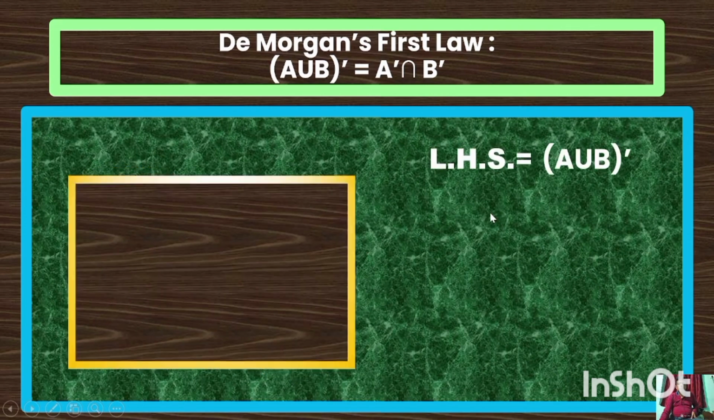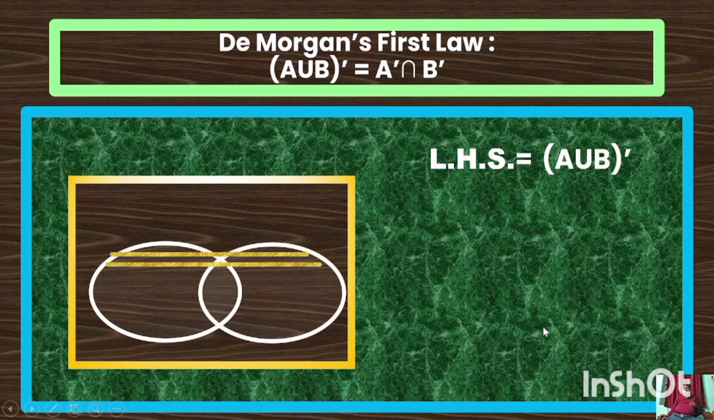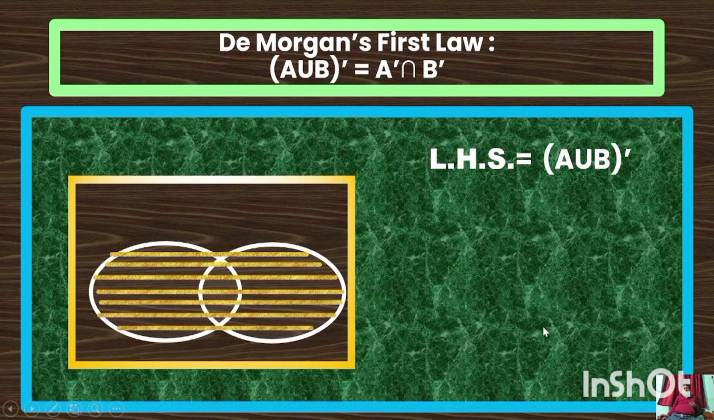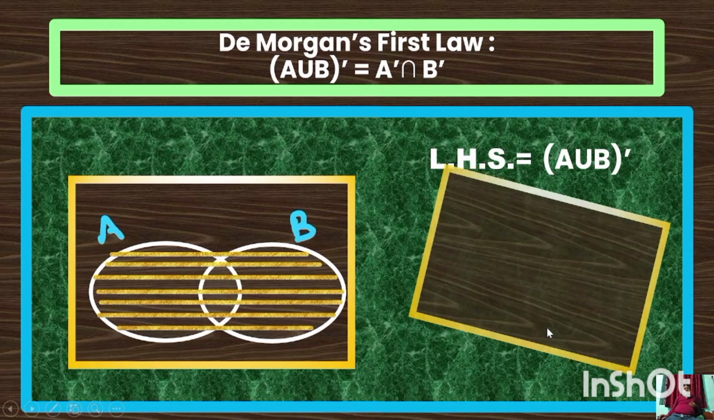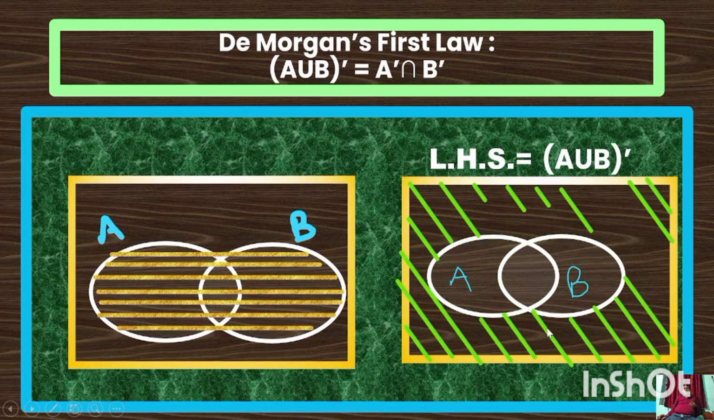Okay, here A union B. First of all, you take A union B, all the elements of set A and B. These are the shaded portion of A union B, right? Understand? And then you find out A union B whole dash. These are the set A and set B, and these are the elements in the area of A union B whole dash, because this area will not include the set A and B region. Okay. This is the A union B whole dash, right?